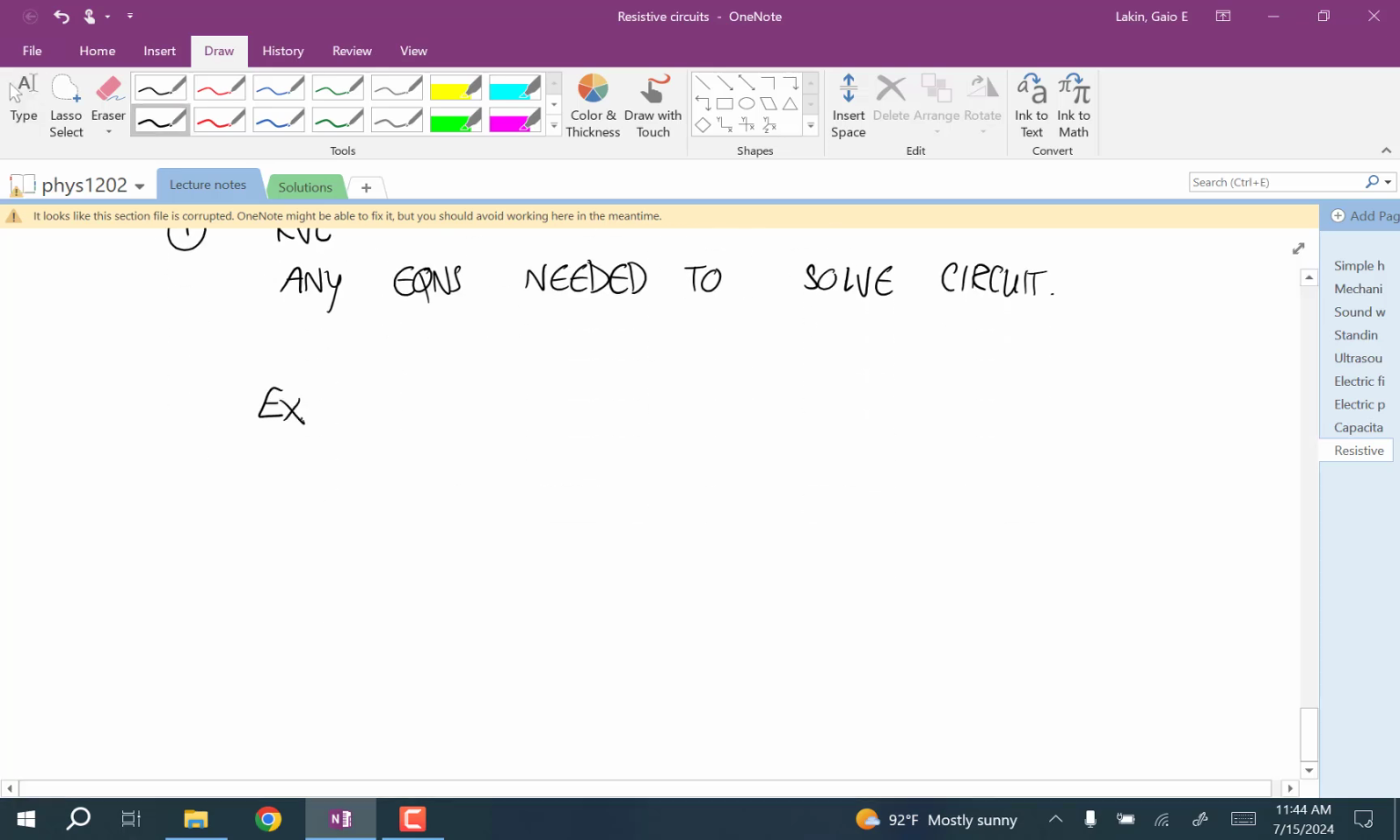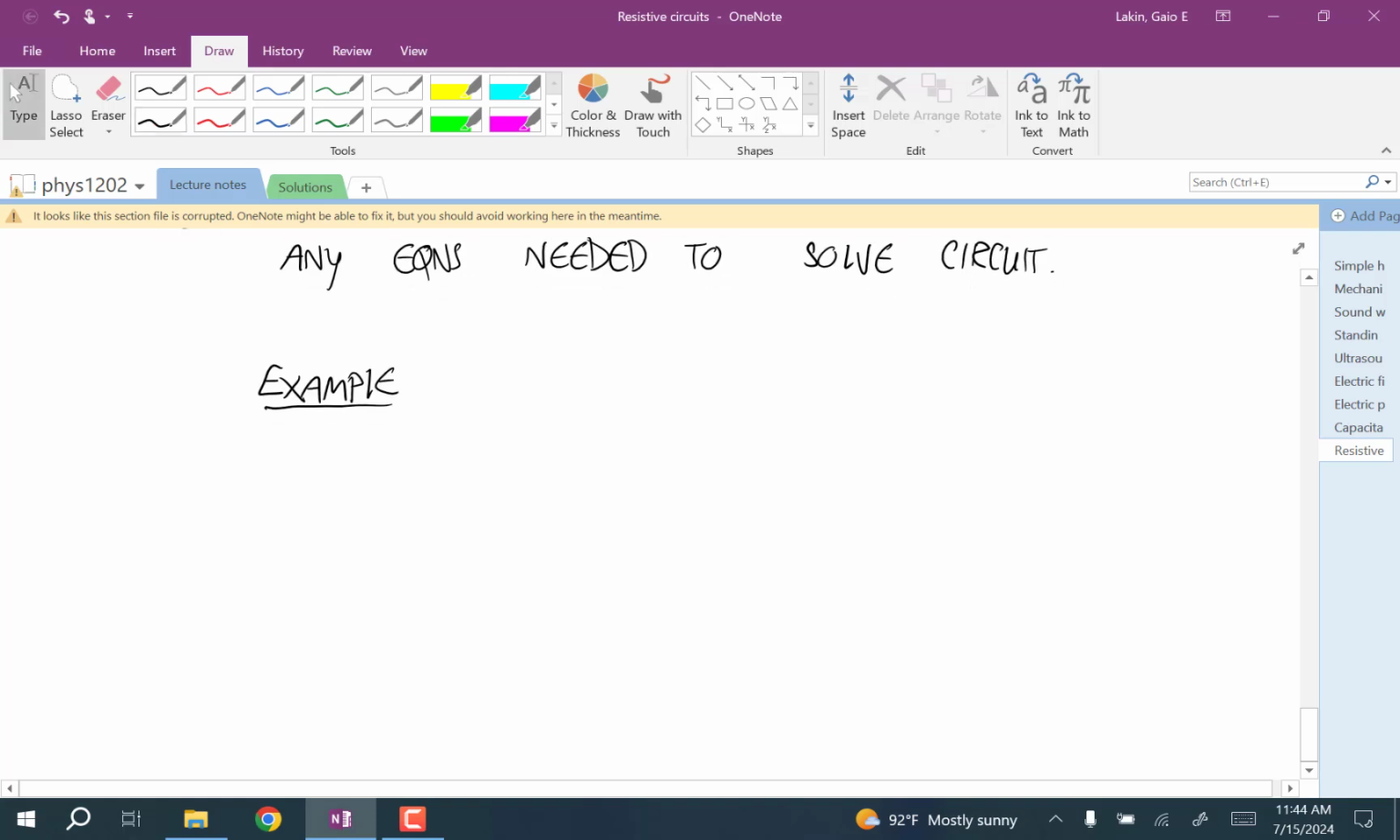Okay, so the first example is as simple as a circuit can be. I'm going to have a battery here and a resistor here. The long side of the battery is the positive, the short side is the negative, and I'm going to say that this battery is 20 volts, and this resistor has a resistance of 100 ohms. And we want to solve this circuit.